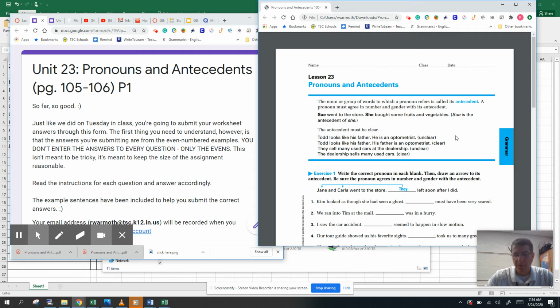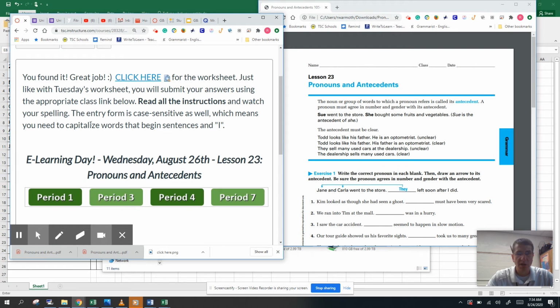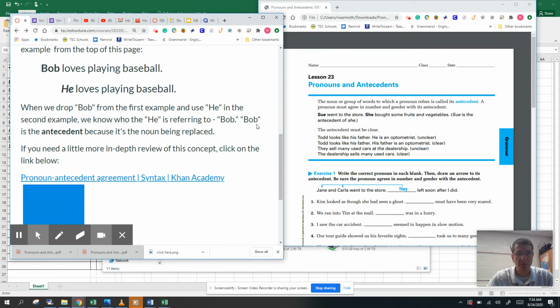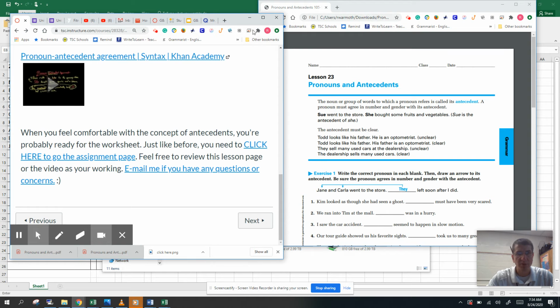So even though this worksheet will tell you to fill in the blank and draw arrows, you can't draw arrows on the Google form, obviously. But I can ask you what those arrows would have been drawn to, what the antecedents are. So if you have questions, you can email me. Go back to the Canvas page and just click on, I guess that was on the assignment page. Yep, there at the bottom. So you can click email me if you have any questions.